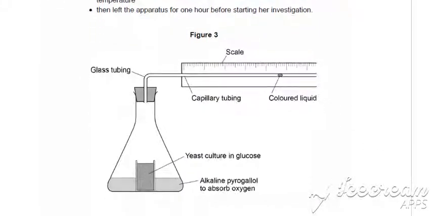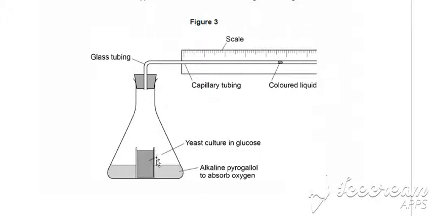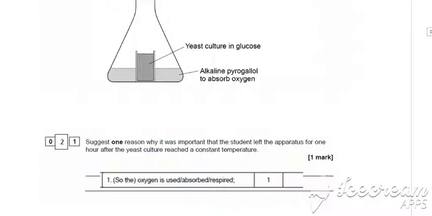Then we're given a diagram that will show us that the yeast culture is in glucose and there is capillary tubing with a coloured liquid. Question 2.1 asks us to suggest one reason why it is important that the student left the apparatus for 1 hour after the yeast culture reached a constant temperature. And this is so that the oxygen is used up, or the oxygen is absorbed, or the oxygen is respired.